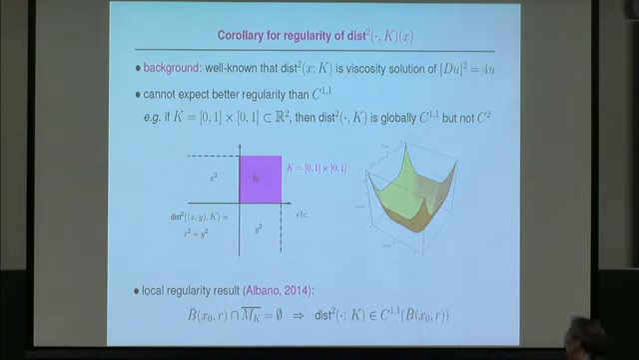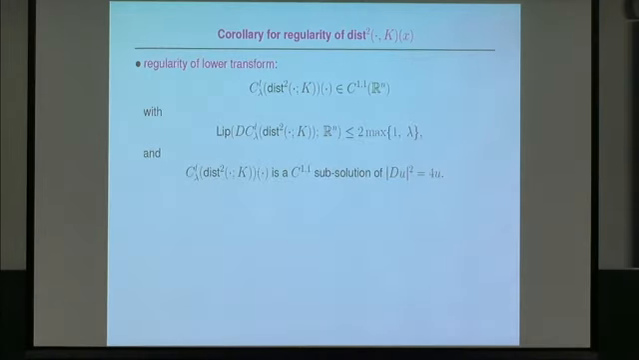And there are some local regularity results, for example, results due to Albano in 2014. But the moral of the story is just that we can get some information about the regularity of the square distance function using the regularity of the lower transform. Right? So it's known that the lower transform is a C11 function. Moreover, that you have a bound on the Lipschitz constant of the gradient of the lower transform by twice the maximum of 1 and lambda. Right?